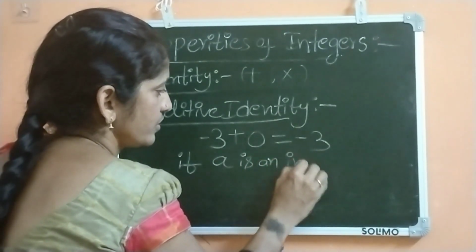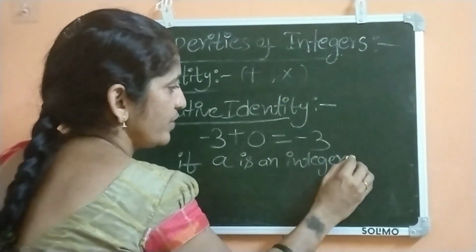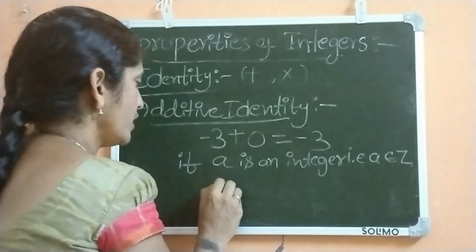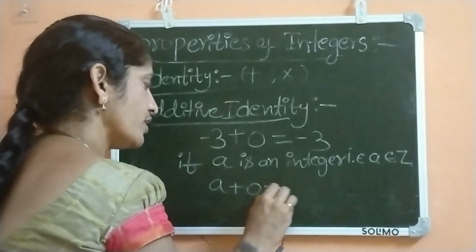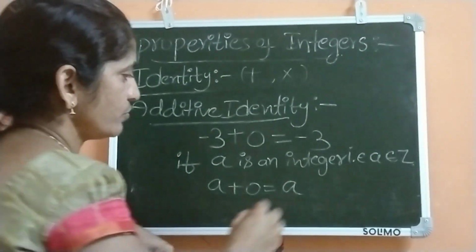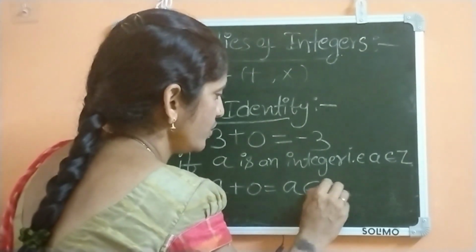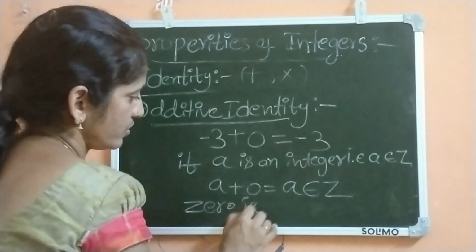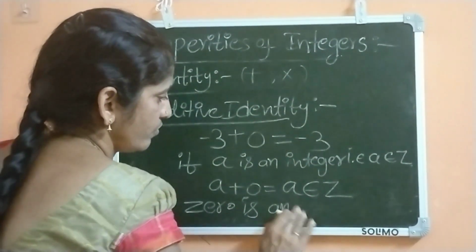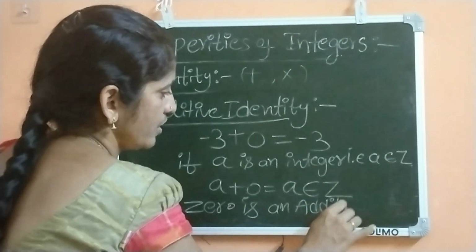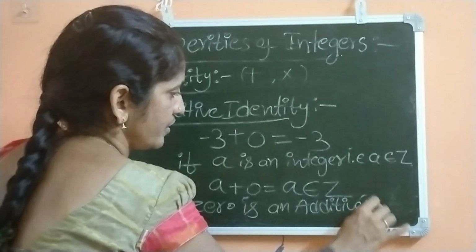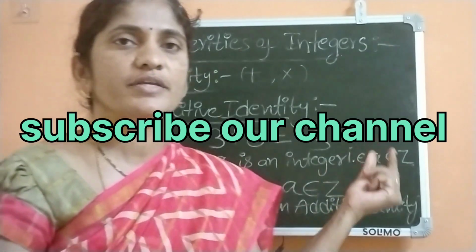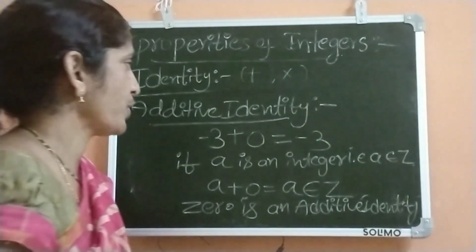If a is an integer, that is a belongs to Z, then a plus 0 equals a. So 0 exists as an integer. By this we can generalize that 0 is the additive identity in the integer system. Okay, so this is about additive identity.